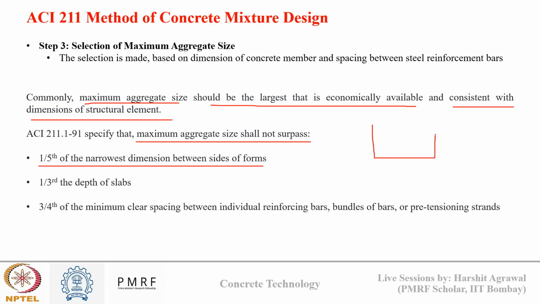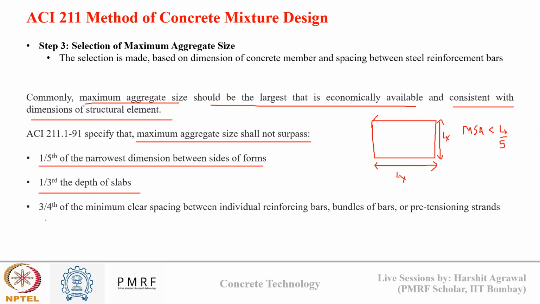So suppose these are the form sides that I have. This is my narrowest dimension. This is my longer dimension ly, and this is my shorter dimension lx. So my maximum aggregate size as per ACI method should always be less than lx by 5, one fifth of the narrowest dimension. Then it should be less than one third of the depth of the slab. Whatever depth of the slab that we have, the maximum aggregate size should be less than one third of the slab depth.